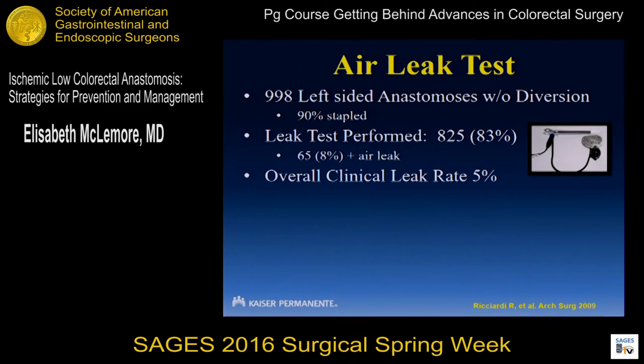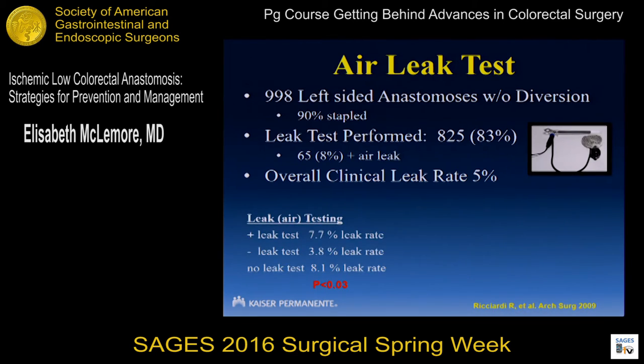So let's just get to your perfusion assessment. This is from an extremely well-known institution sitting here to my left. They looked at left-sided anastomosis, just shy of 1,000 cases. About 83% of the cases, a leak test was performed. There was a positive air leak in 8% of those cases, an overall clinical leak rate of 5%. When they looked at the cases specifically that underwent air leak testing, if the air leak was positive, the leak rate was just shy of 8%, negative 4%. Once the test was performed, the leak rate for that group was 8.1%.